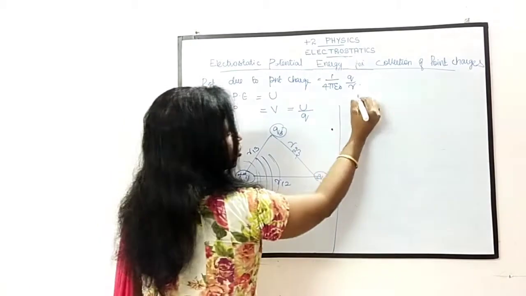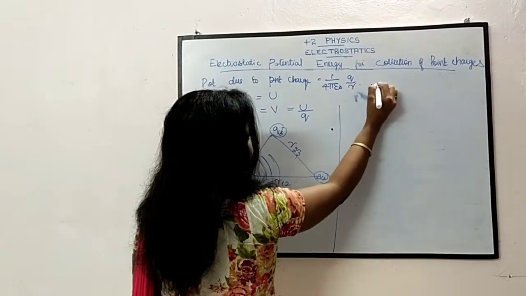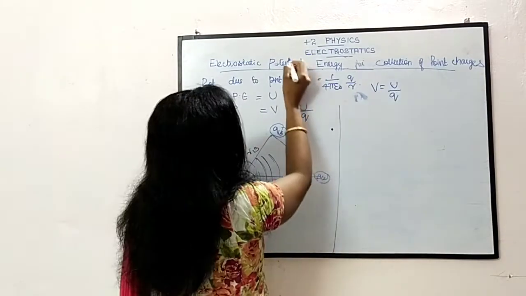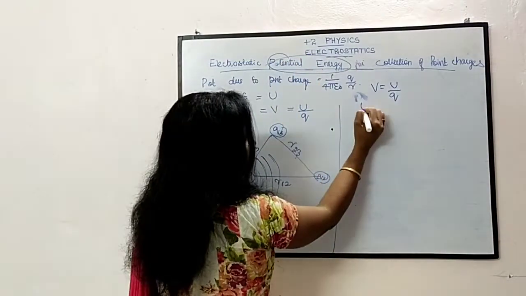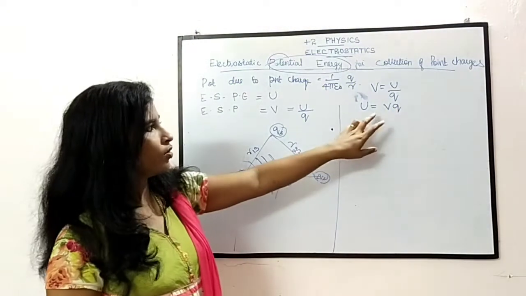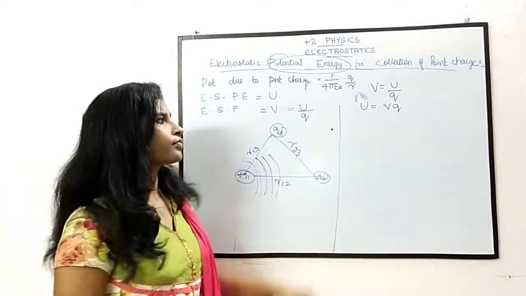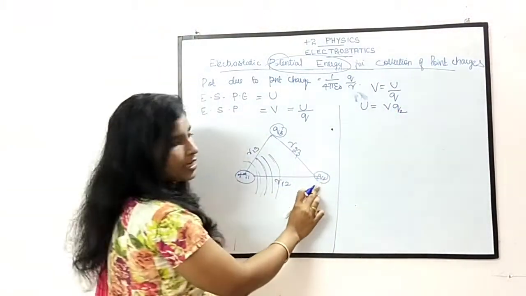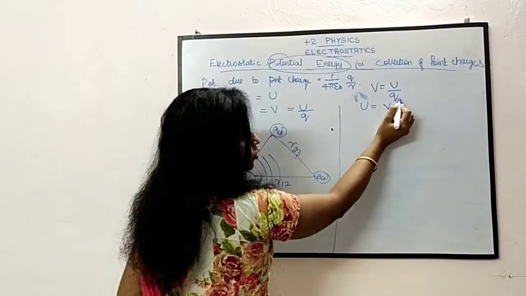We know that potential V is equal to U by q. Now we are going to calculate potential energy. So U is equal to Vq. Potential is equal to Vq. Let us take it as q2, because of this charge, so we take this q2.